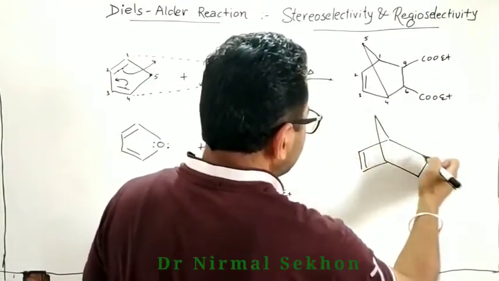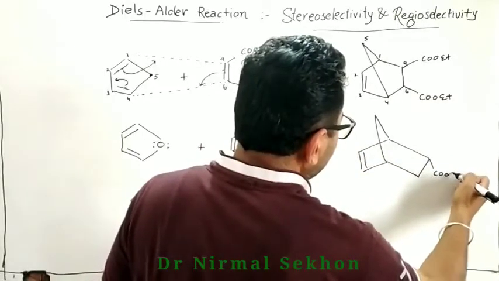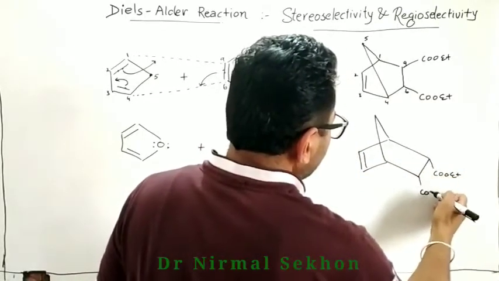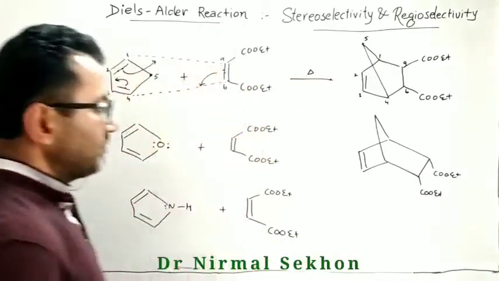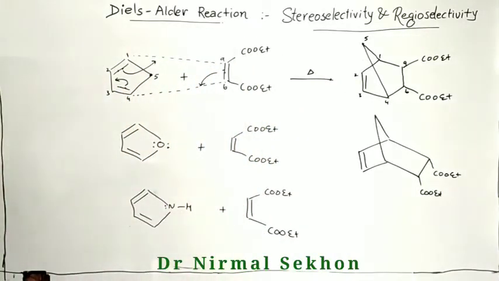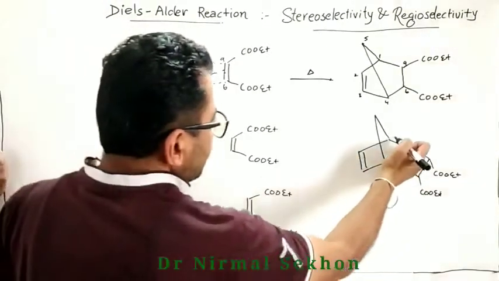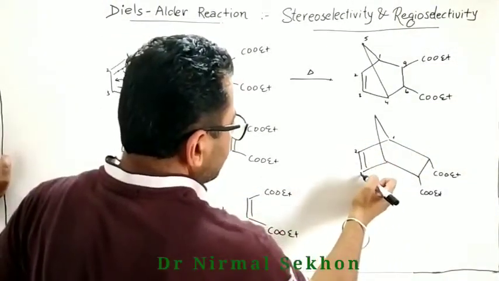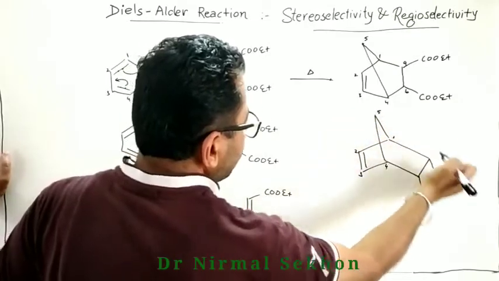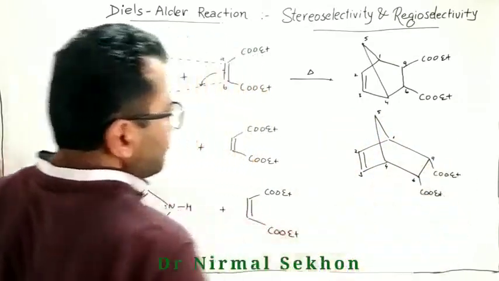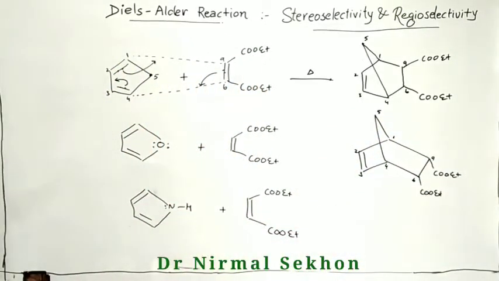Like this. And here we have COOEt, COOEt. About the regioselectivity, we will discuss that later on. Just concentrate on the product formation, how the product is formed. Now here is your 1, 2, 3, 4, here is your 5, this is your A and this is your B. Simple. So this product is formed.